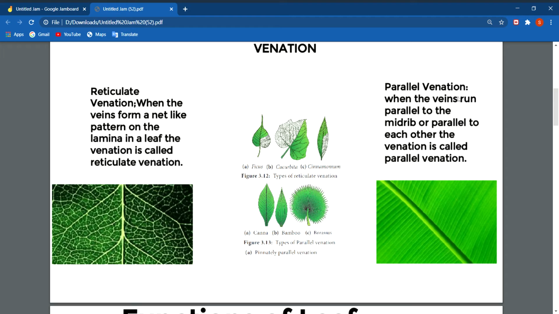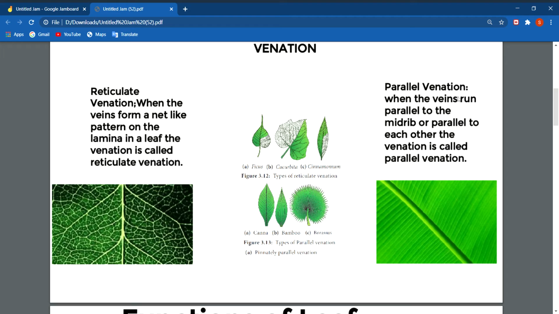Next is the parallel venation. When the veins run parallel to the midrib or parallel to each other, the venation is called parallel venation. This is commonly seen in bamboo, banana, sugarcane and palm trees. There is a relationship between the leaf venation and the types of root. Always remember, when a plant has tap roots, then it will have reticulate venation in the leaves. And if the plant has fibrous roots, then the venation present in the leaf will be parallel.